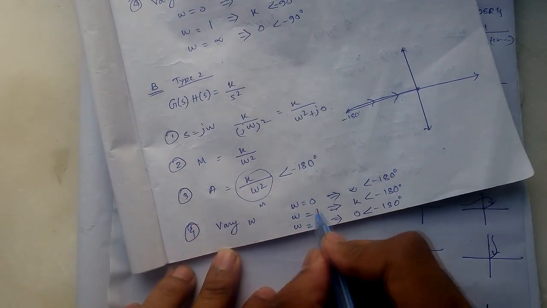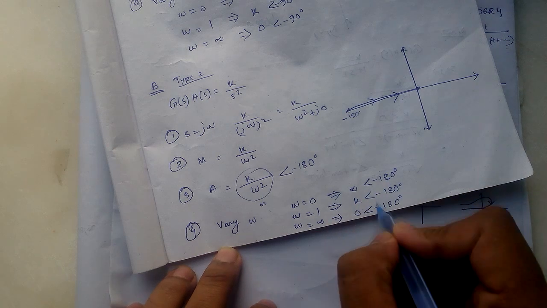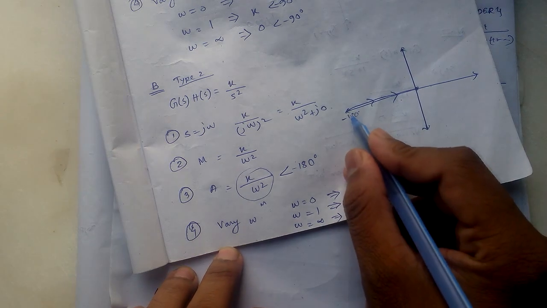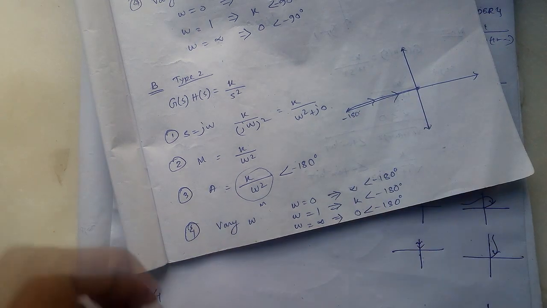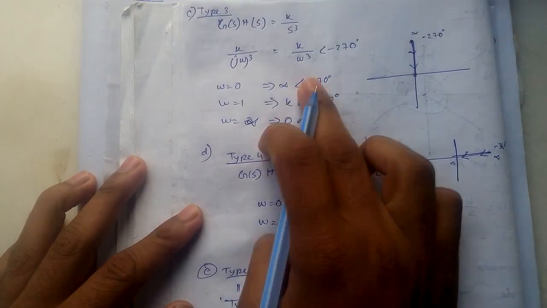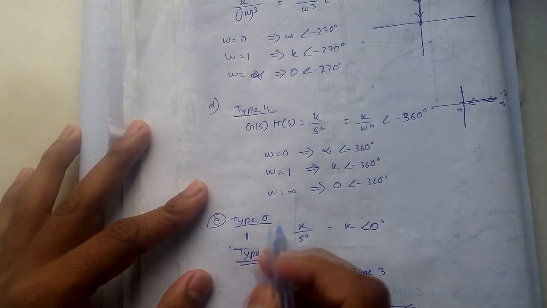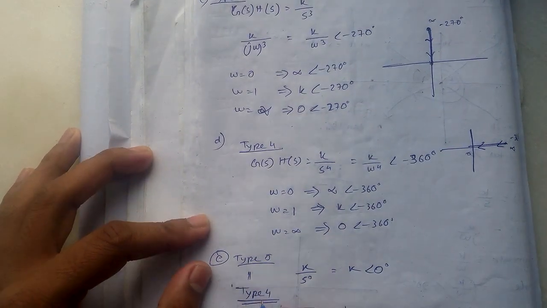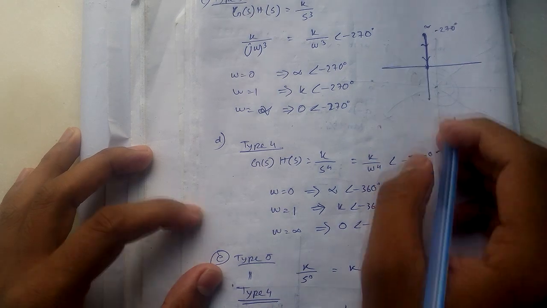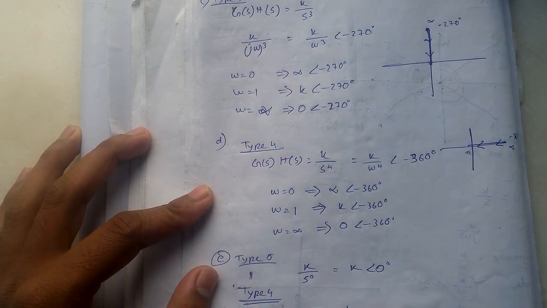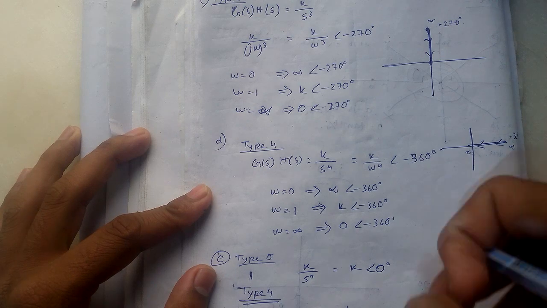And you can check here also, by varying omega, the angles are the same, minus 180 degrees, so it is lying on minus 180 degrees. Okay, in that way for type 3 or type 4, type 0, everything is shown here. And one interesting thing is in case of type 0 and type 4, both are at 0 degrees. So type 4 and type 0 are actually the same in manner.